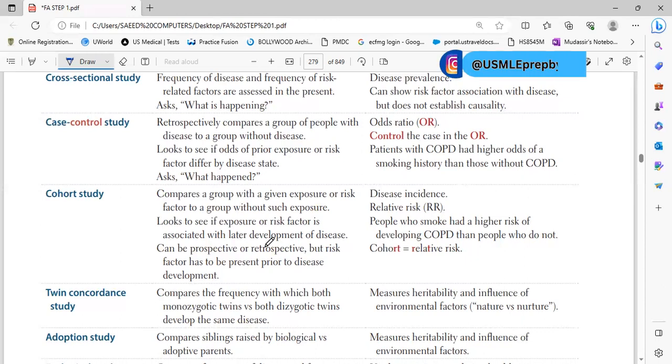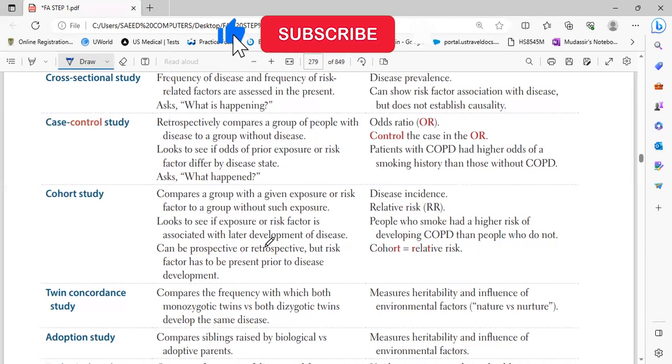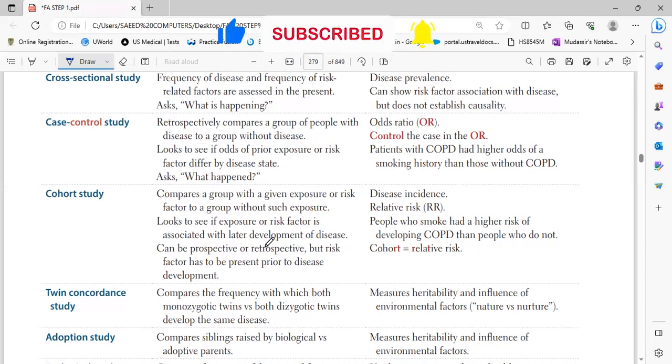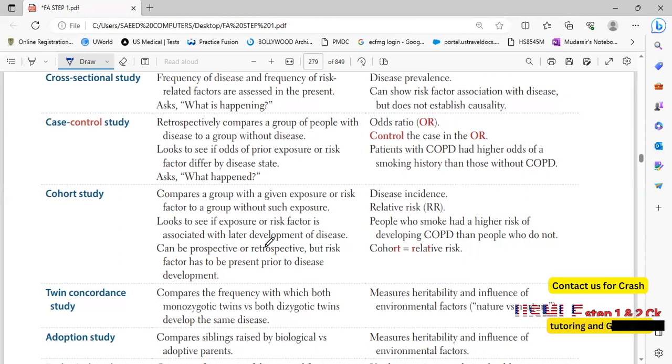Then you compare the odds of prior exposure to the risk factor. For example, in lung cancer, I will take patients with lung cancer and a healthy population. Then I will go backward in time and see whether the lung cancer people smoked, how much they smoked, how many cigarettes per day, like that. That is called retrospective. We go back in time and compare the risk factor between people with disease and people without disease. Ask what happened to them.